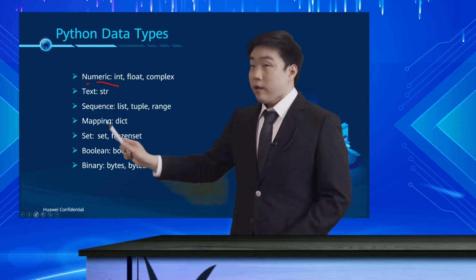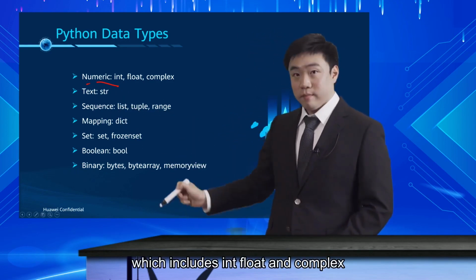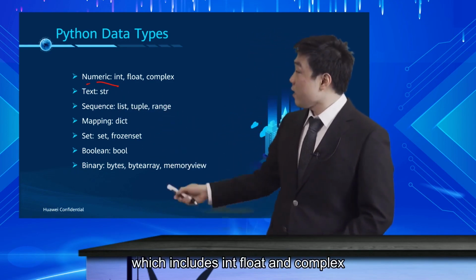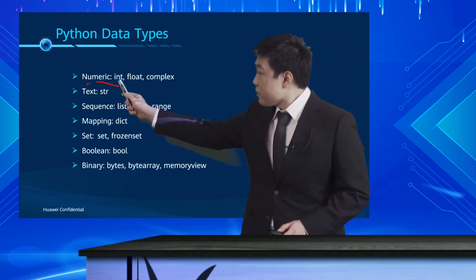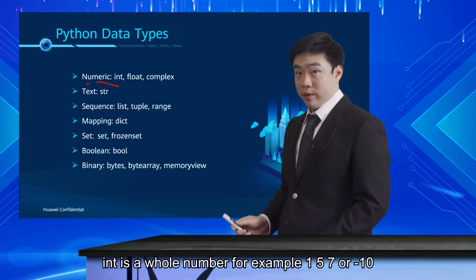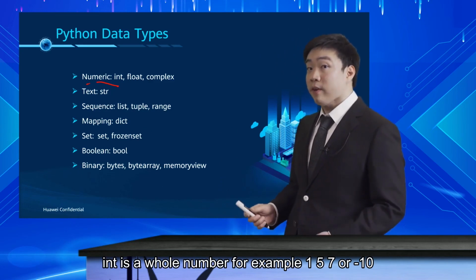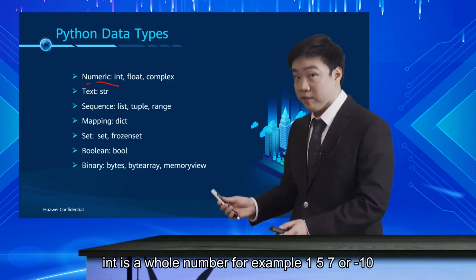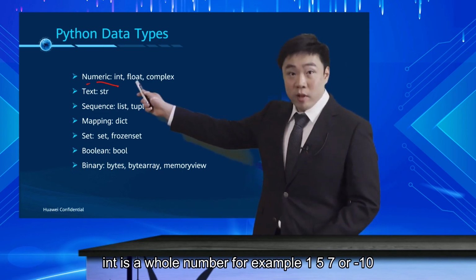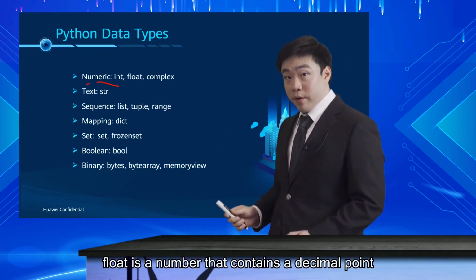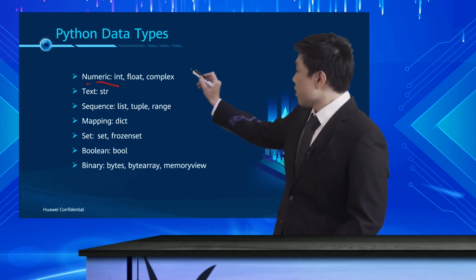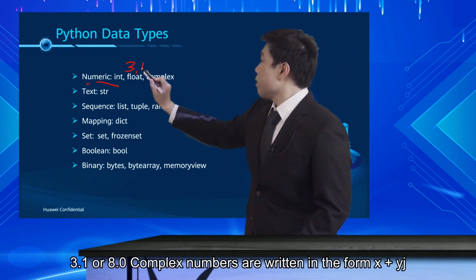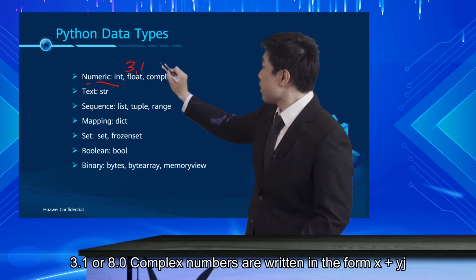Numeric, which is int, float, and complex. Int is a whole number, for example, 1, 5, 7, or -10. Float is a number that contains a decimal point, for instance, 3.1 or 8.0.